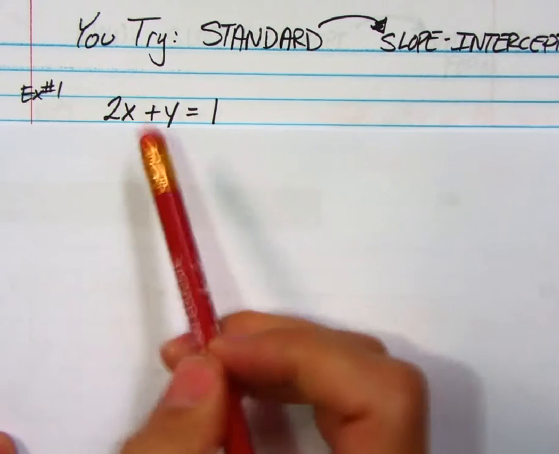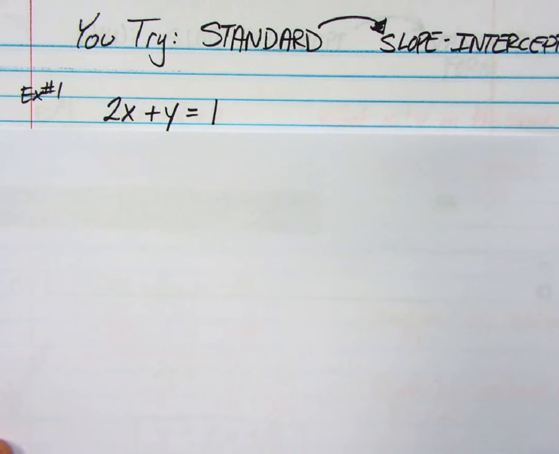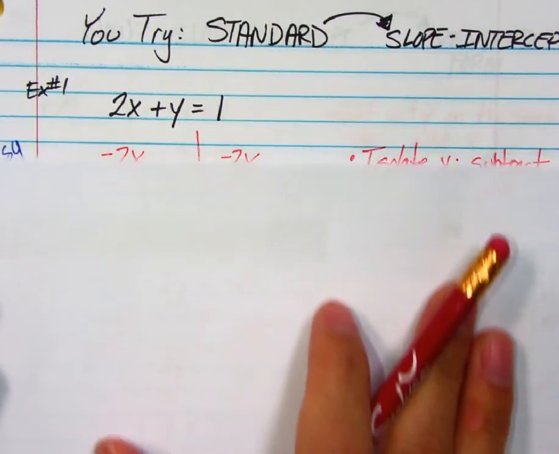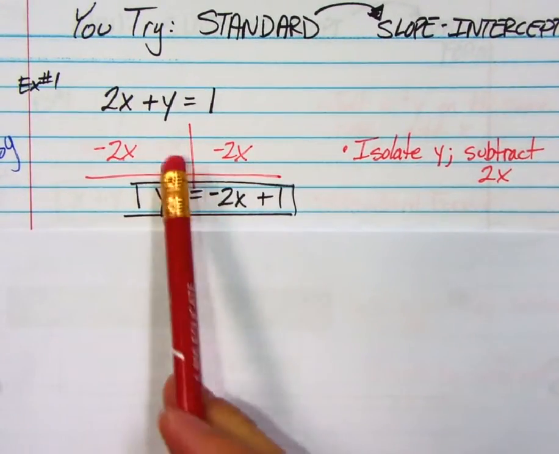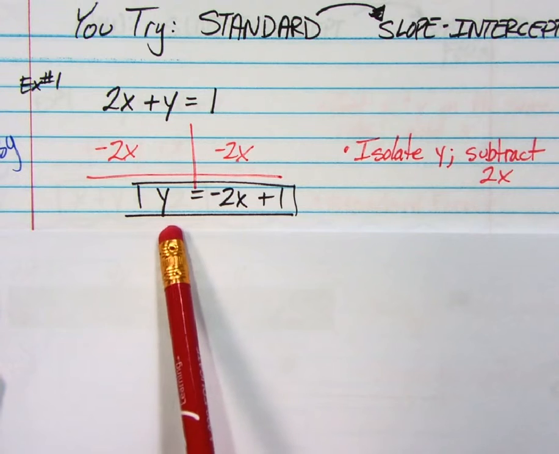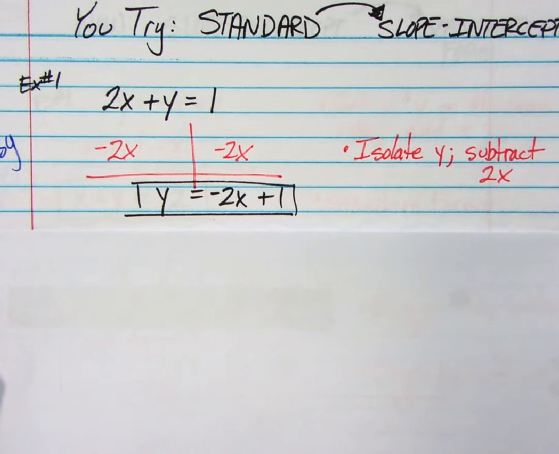Okay, moving on. Try it out. I'm going to pause it. You pause it. Try it out. See what you get. Now that you're back, this is what you should have. Subtract 2x on both sides, y is by itself, and there you go, slope-intercept.